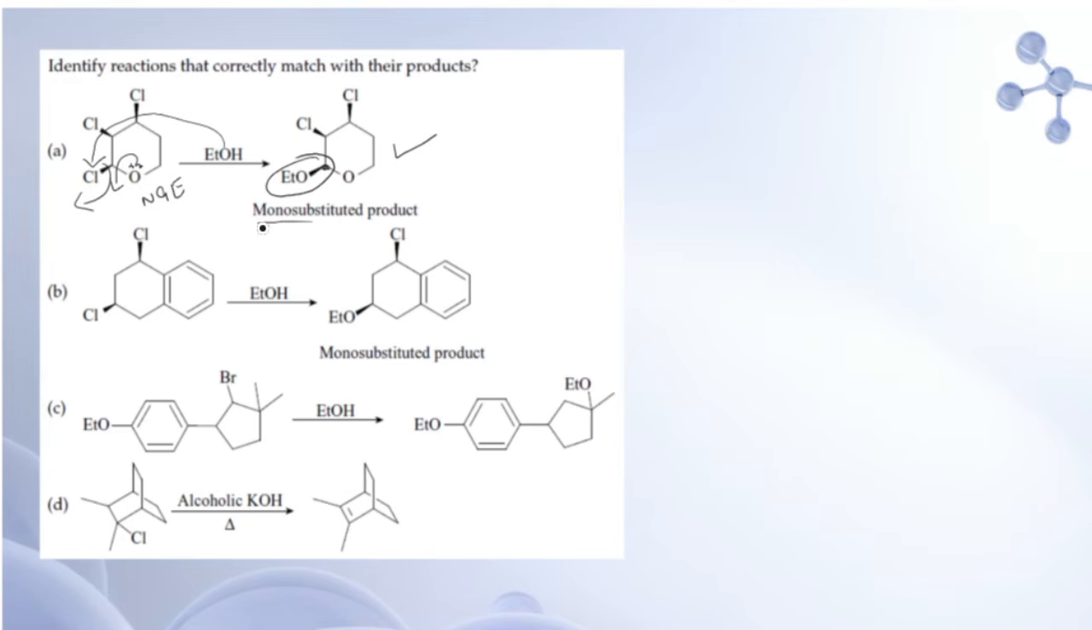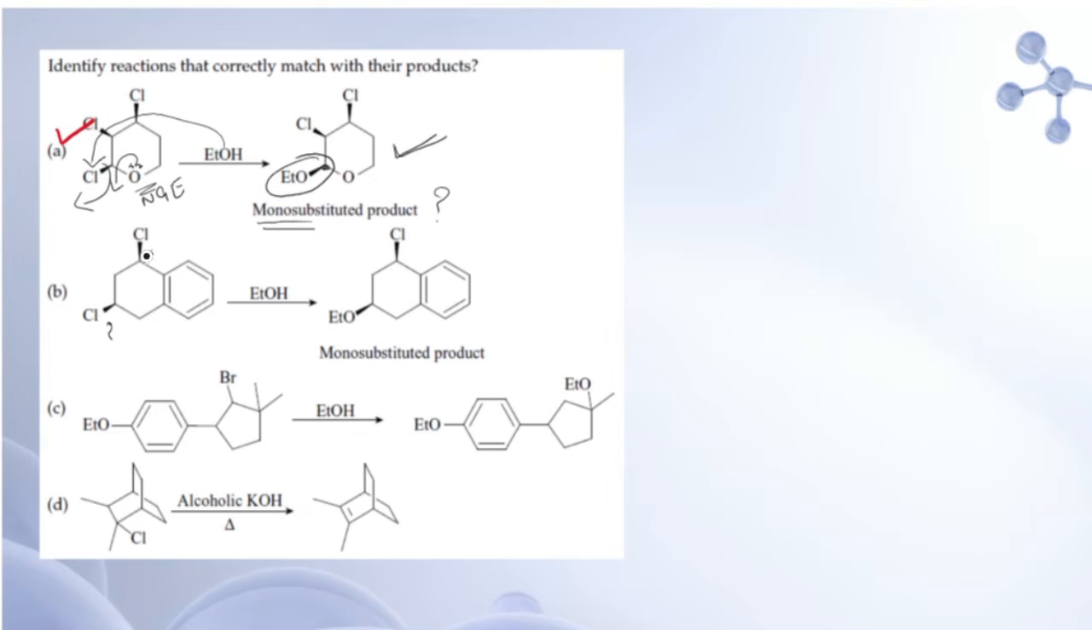The question is, will it be a monosubstituted product or di or tri-substituted? It's only monosubstituted because this oxygen is helping this chlorine to leave the molecule. Hence, this is a correct statement. Let's check the second reaction. Here, again it is a nucleophilic substitution. Where will it happen? On the benzylic carbon or this carbon?